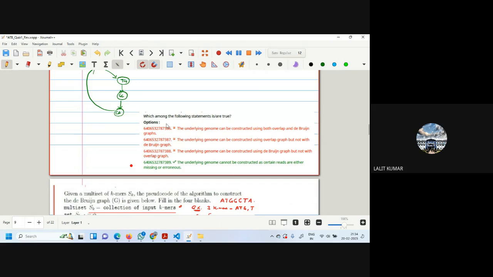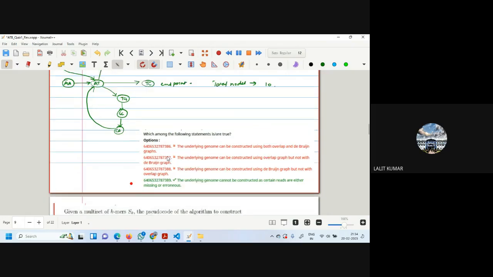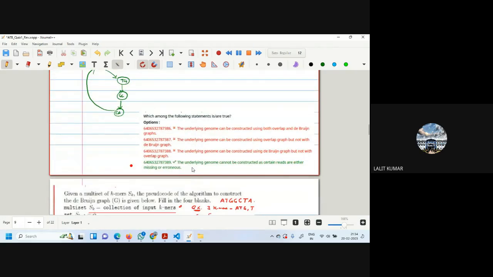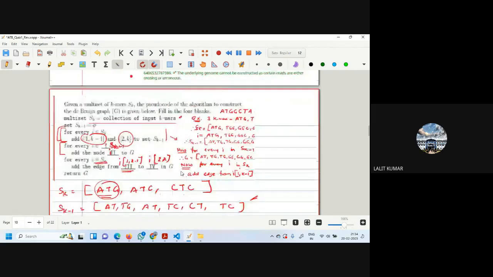And the second question was, which among the following statements is true? The first says the underlying genome can be constructed. The second also says it can be constructed. The third also says it can be constructed. Only the fourth says the underlying genome cannot be constructed. Why? Because there are two start points. So that's why the last option is correct. Is that okay?